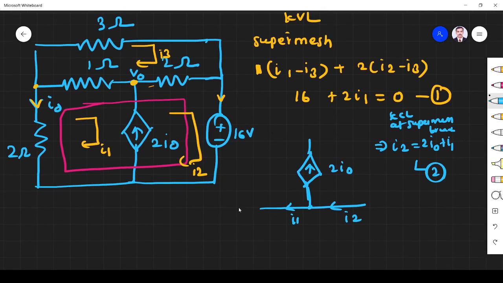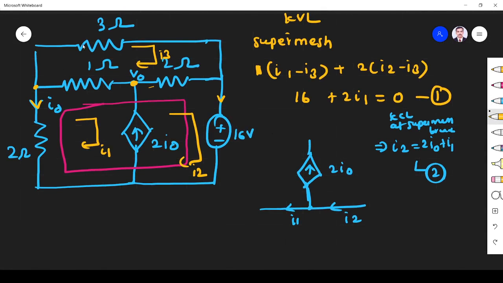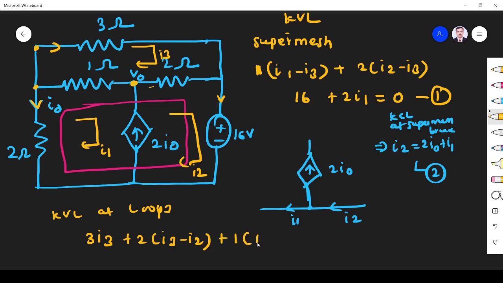Next, we have to apply KVL at loop 3. KVL at loop 3 is very simple. This is I3 current flowing. I start from here, so 3I3. Next, here I3 is coming in this side, I2 is coming in that side, so 2 into (I3 minus I2). Next, here I3 is coming in this side, I1 is coming in the opposite side, so plus 1 into (I3 minus I1). That is equal to 0. So this is the third equation.